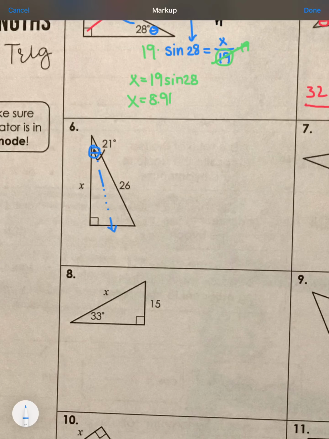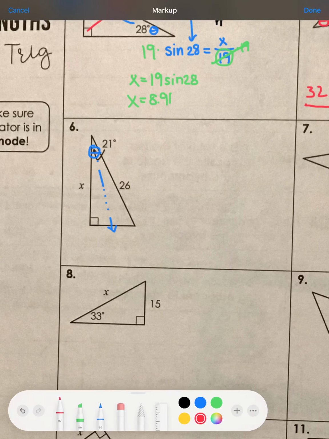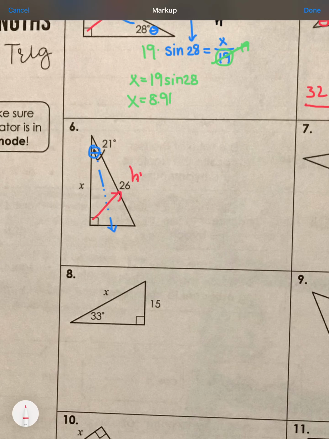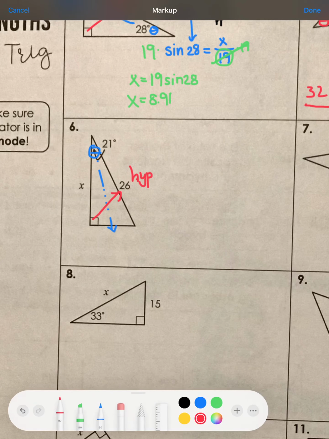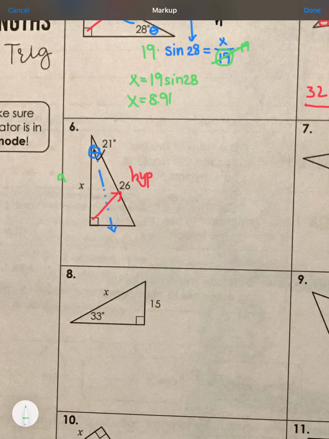For number 6, we have our theta is 21. We don't have the opposite side. We don't have the side across from the theta. Instead, we have the side across from the right angle. That's our hypotenuse. And we have the side that is next to our angle, which is our adjacent. Remember, adjacent means next to. So is this going to be SO, CA, or TOA? Which one relates the adjacent side, which is x, to the hypotenuse, which is 26?